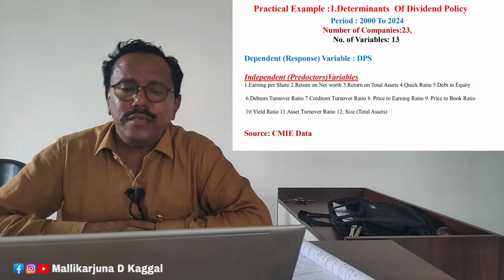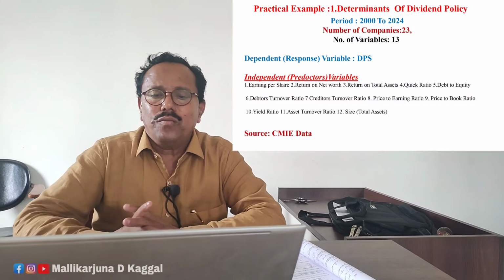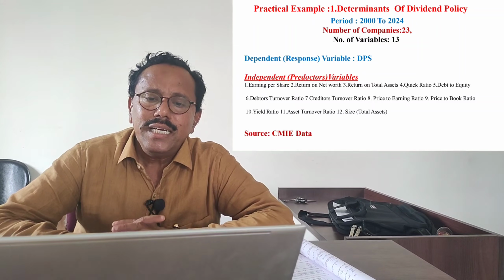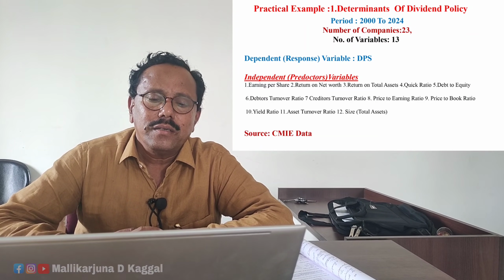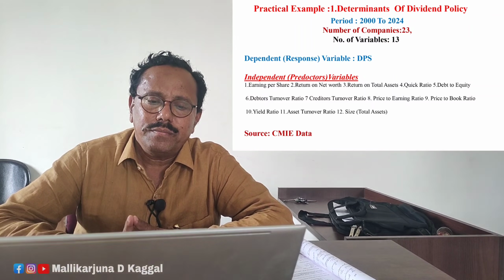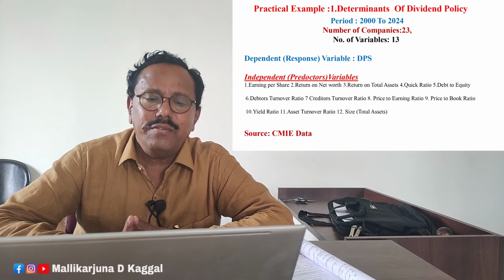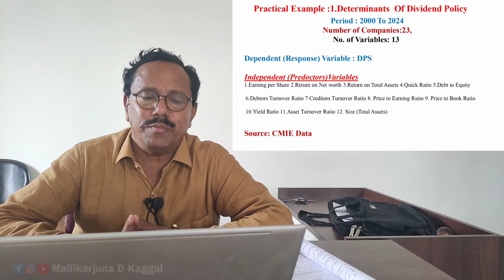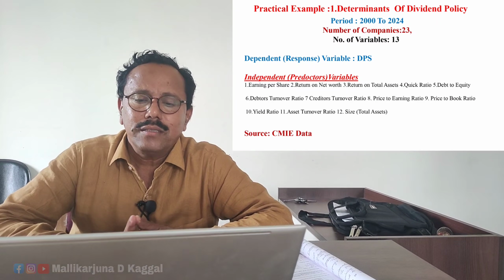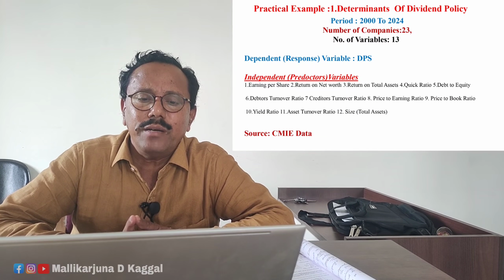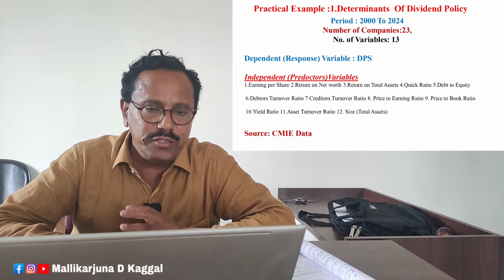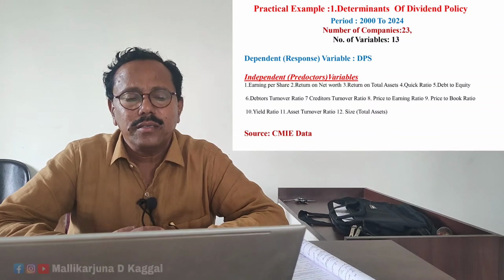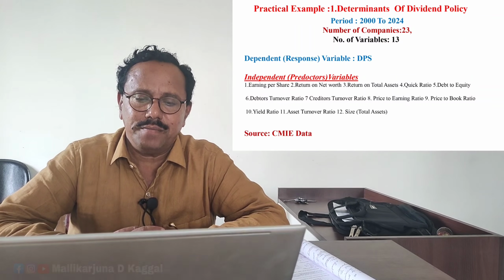I have chosen 13 variables for the estimation of determinants of dividend policy. Among these 13 variables, DPS, dividend per share, is the dependent variable, which is also called the response variable. The other 12 are independent variables, which are also called predictors.